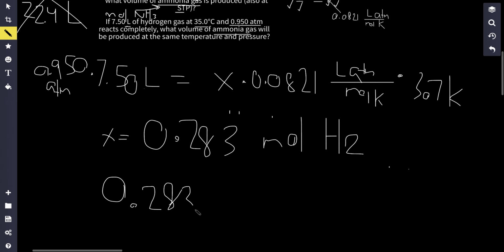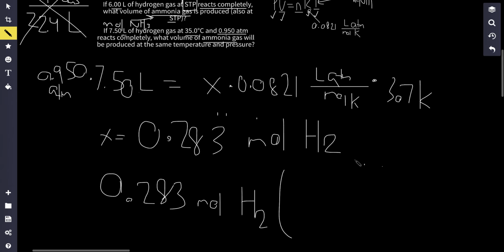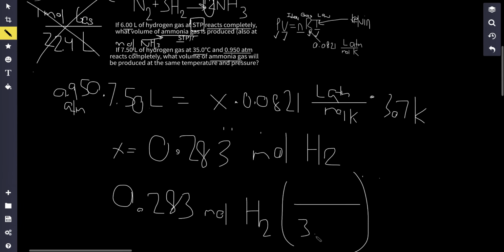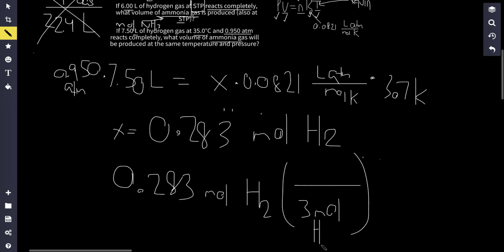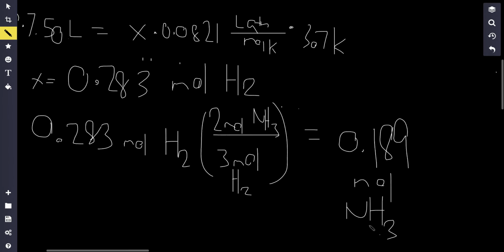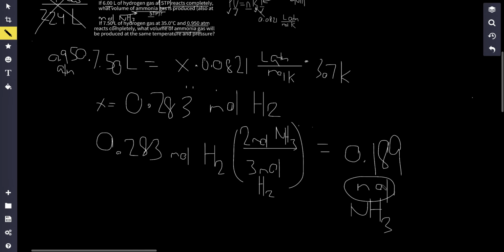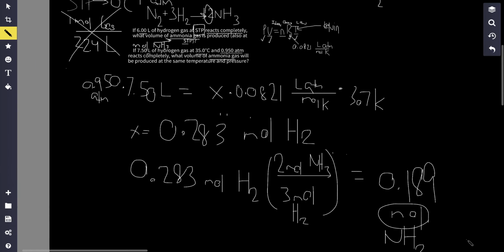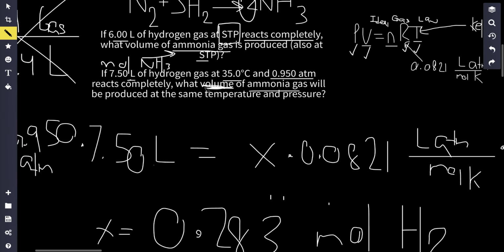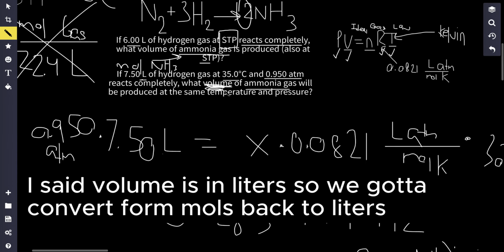Now, in order to find out the volume for the ammonia gas, I know that I have this many moles of hydrogen. So using the mole ratio, for every 3 moles of hydrogen that I have, I'm going to produce 2 moles of ammonia. Once again, it's the same 2/3 ratio. Now, how do we convert from moles back into liters? Because we want to find out volume, and volume is in liters in this case.